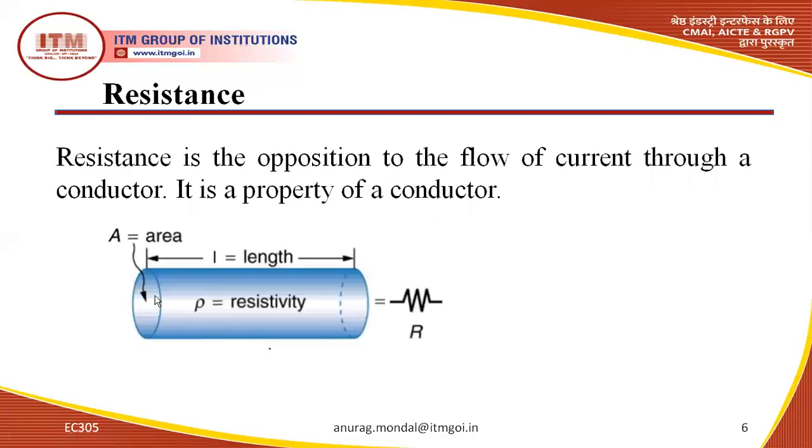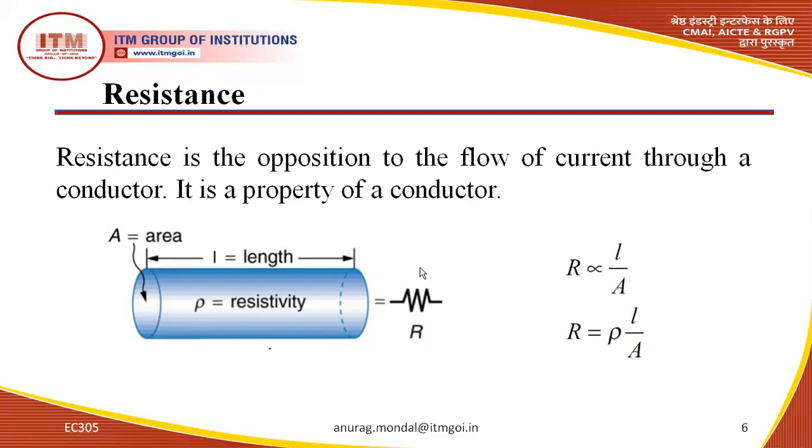Now, what is the resistance? Look at this. We just take a part of the conductor that connects the two bodies. This part of the conductor has a length L and a cross-sectional area A.